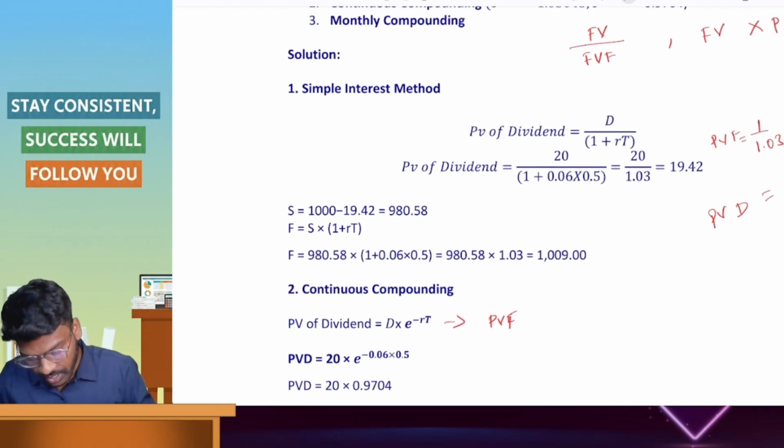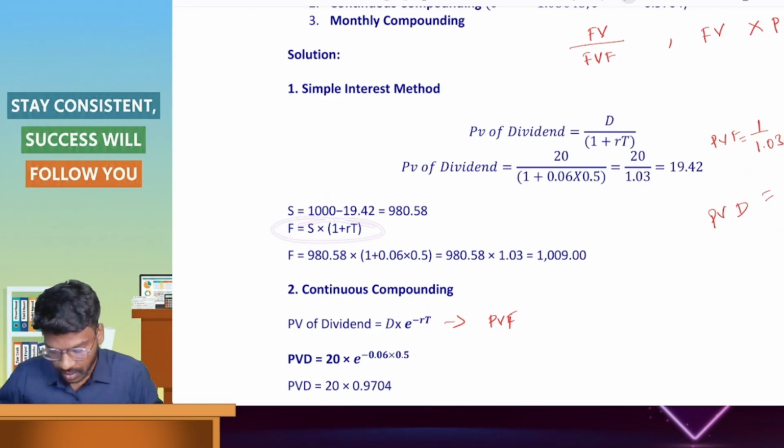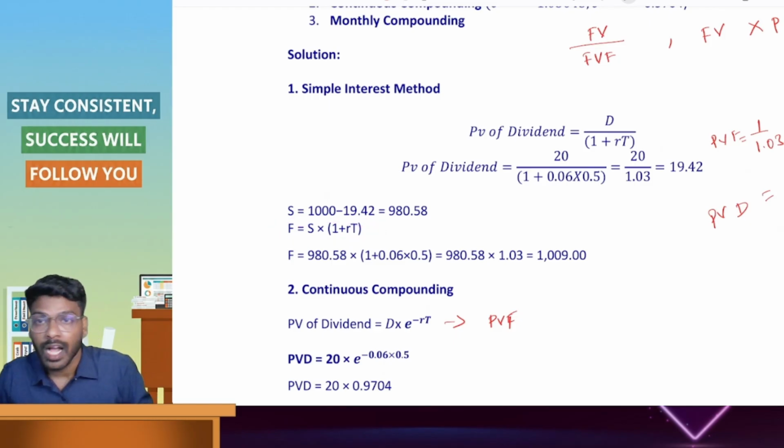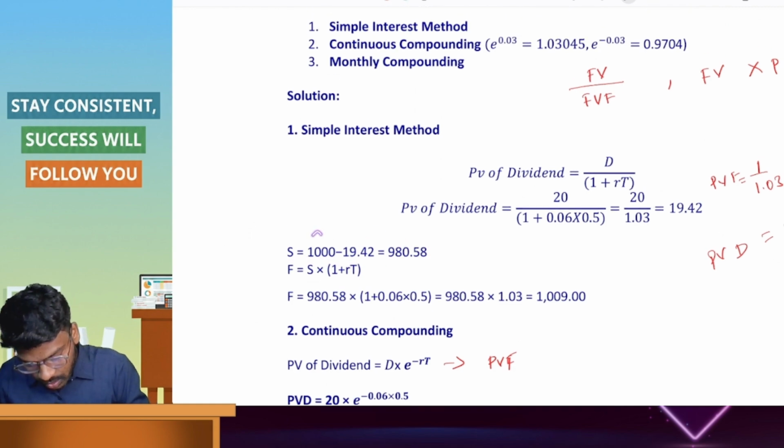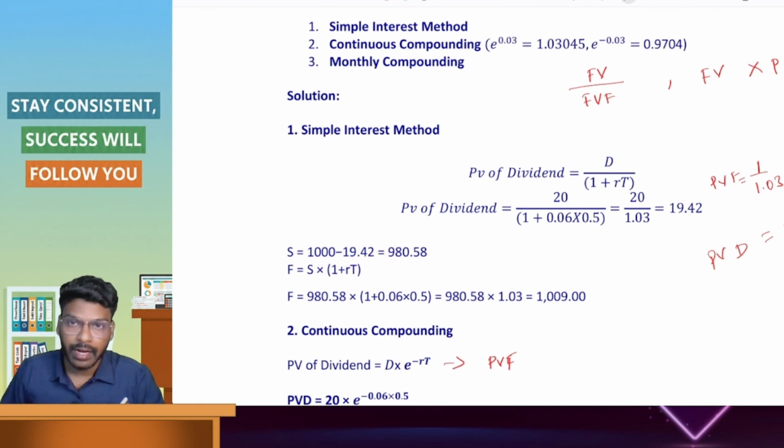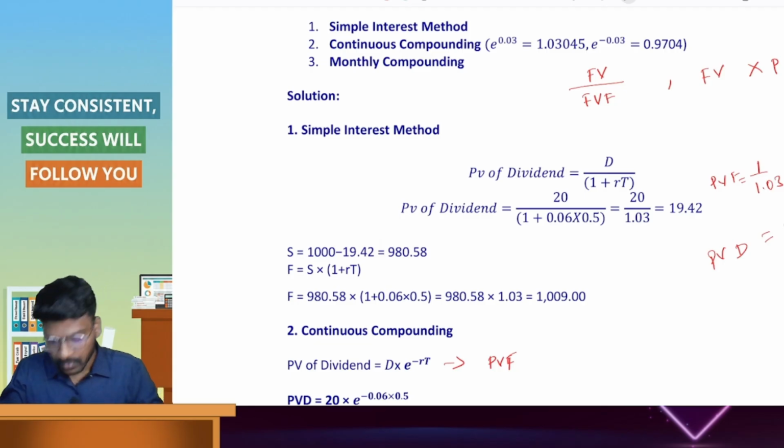So computation of adjusted spot price. The spot price now will be 1000 rupees minus 19.42. Don't forget, in case of dividend, it is an income. We have to reduce that income from the cash. The future theoretical price is an inflow for one person or an outflow. The dividend is an inflow, so we have to reduce it from the outflow.